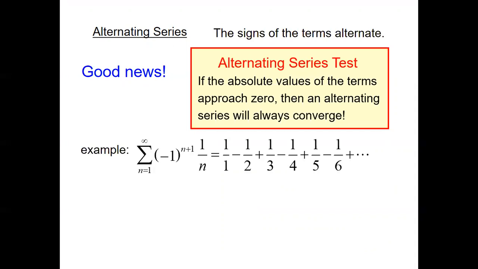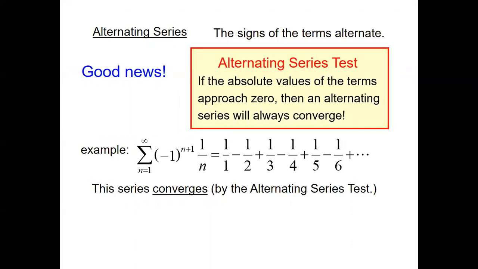So for example, here is a series that we go to quite often. I've got 1 minus a half plus a third minus a fourth. It alternates, and I can see that from the -1 to the n plus 1 term. They're really easy to spot when we're given their general terms. So does each term get smaller and smaller, or their absolute values? Yes, they do. And do the terms head towards 0? Yes, they do. So therefore, this series converges, and it converges by the alternating series test.